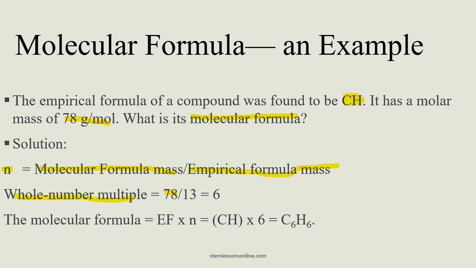And now to find the molecular formula, we write it as the empirical formula times n. So that equals CH times 6, that equals C6H6. That 6 comes in as the subscript here. That's going to be your molecular formula.